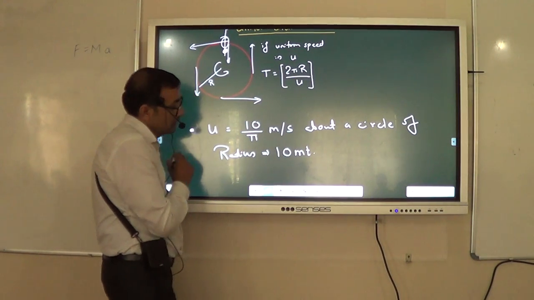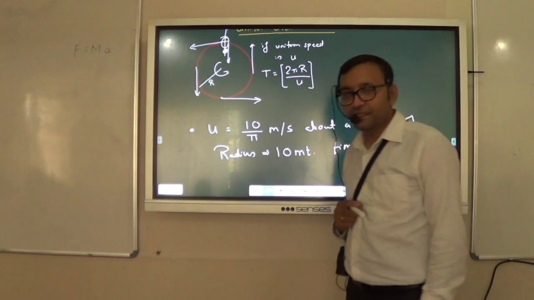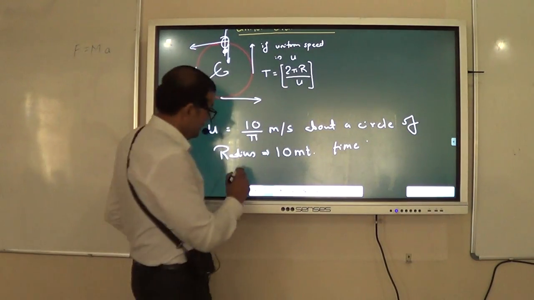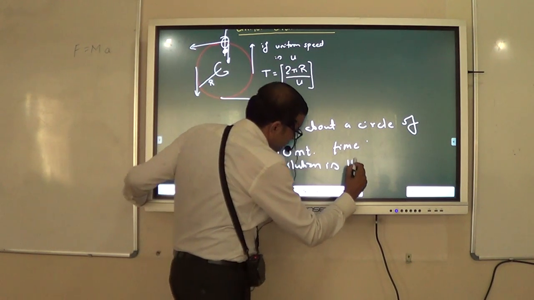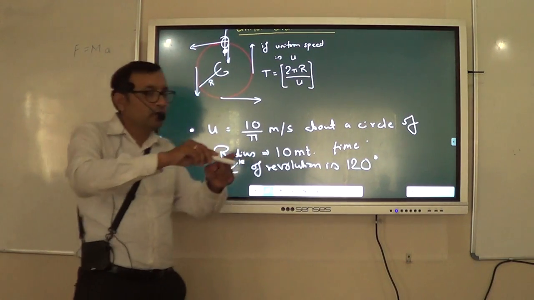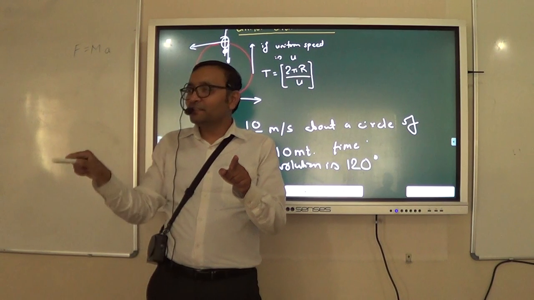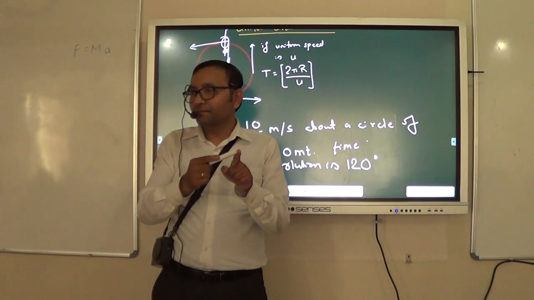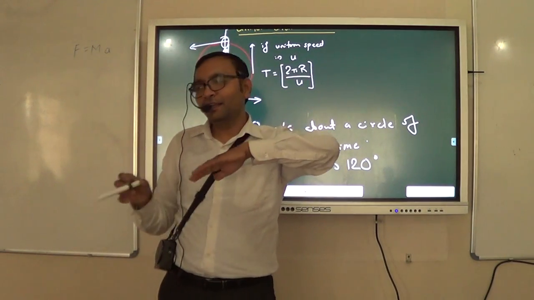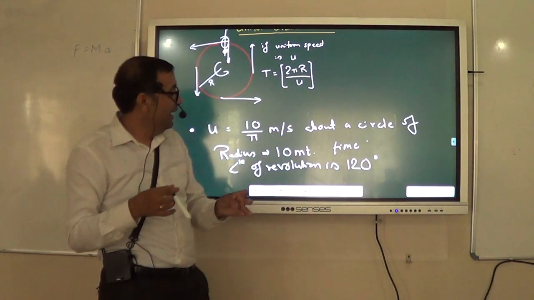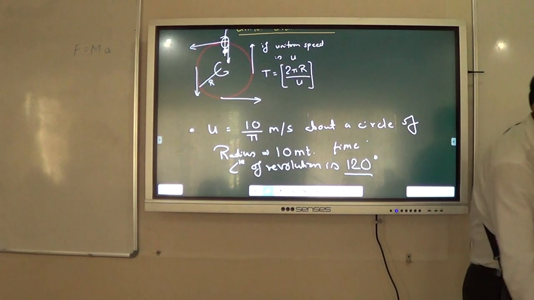Okay? You need to find time. How much time will it take so that the angle of revolution is 120 degrees. You understood this? If it takes full circle, the angle is 360. 11th and 12th, so at times I don't know how much is already taught to you until 8th. Anyways, find out the time it will take to complete 120 degrees. Please do it quietly and raise your hands if you have done.